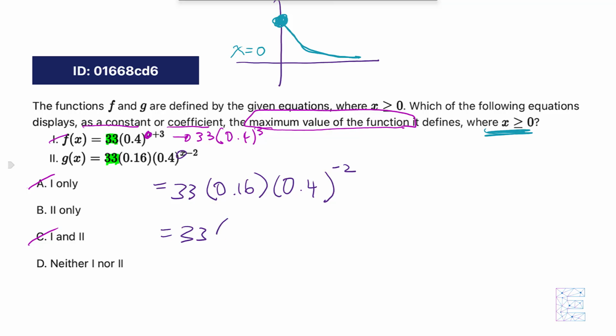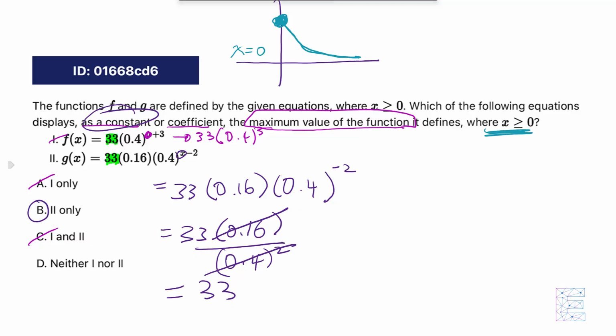So 33, 0.16. If you have a negative exponent, you can move it to the denominator. So down here, we now have 0.4 to the second power. And if you realize, this answer is the same as that one. So we did end up with a constant. So for the second equation, we do end up with a constant. So 2 only would be the correct answer.